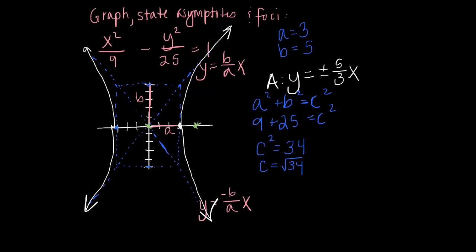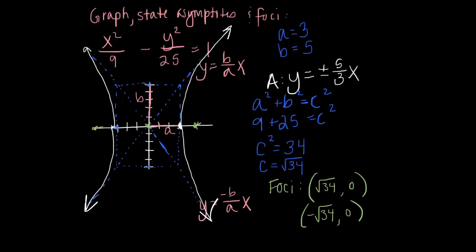So if I go out root 34 and negative root 34 in the other direction, I can kind of see where my foci are. Now what is approximately root 34? I know it's between 5 and 6, a little bit closer to 6, so it makes sense where I plotted it. It's definitely beyond the vertices. What are the coordinates of the foci? Well, our center was at 0, 0, so if I go right root 34, I'm at root 34, comma 0. And if I go left root 34, I'm at negative root 34, comma 0.